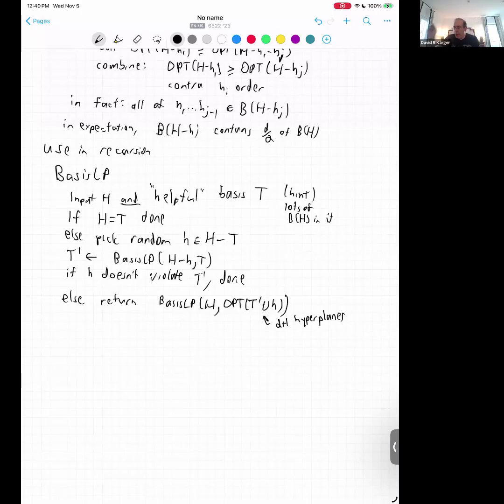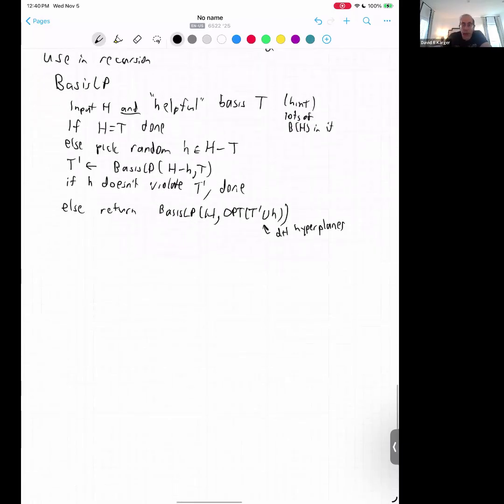So computing the new hint is trivial, and you use that new hint in your recursion. Okay. And what we're going to show is that you rapidly get lots and lots of the optimum constraints into your hint, so that you don't have to do many corrections. Okay. So any questions about the algorithm? If not, I'm going to go on to the analysis.